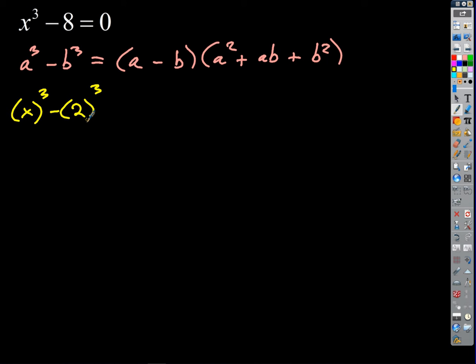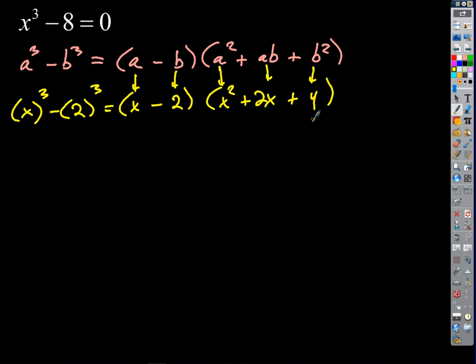Now I just follow my pattern. So that's going to give me an x minus 2 times x squared plus x times 2, which we'd say 2x, plus, there you go, right? So it's factored. Now the whole thing is equal to 0, but now I've got it factored, right? And so once I get it factored, then I can set the factors equal to 0 and solve.